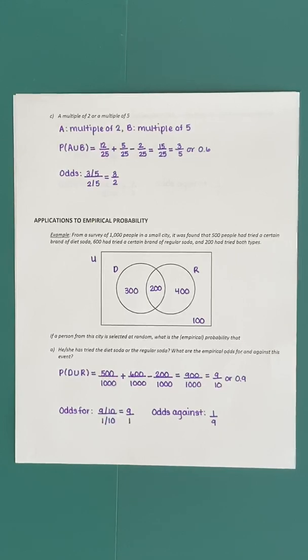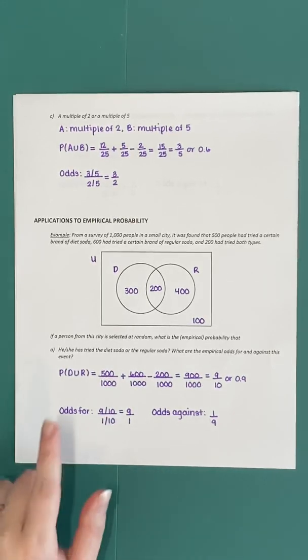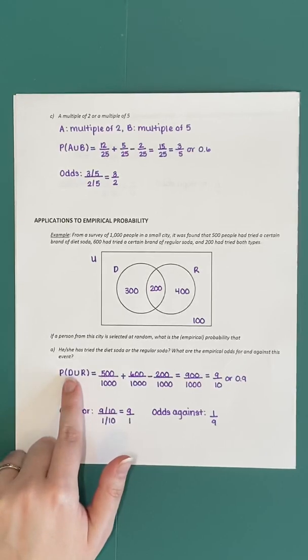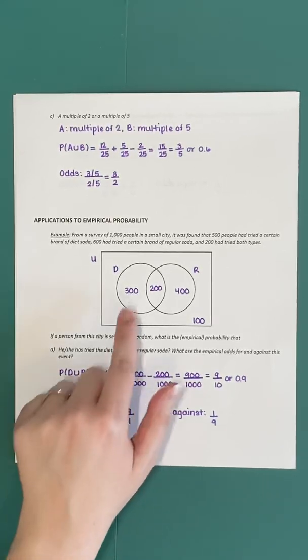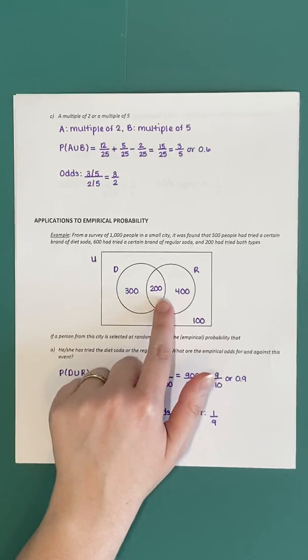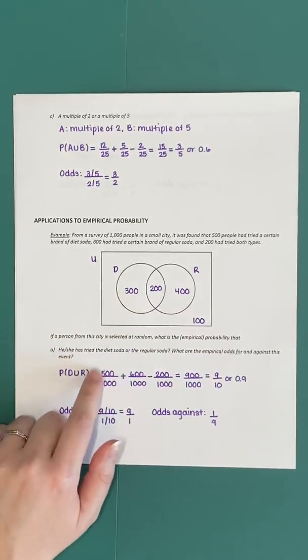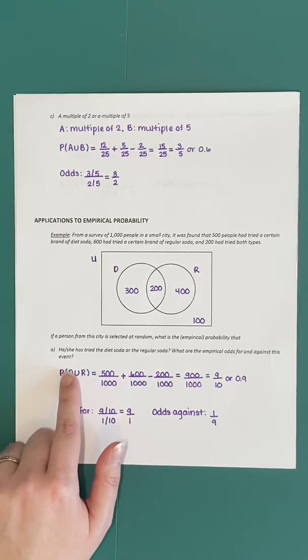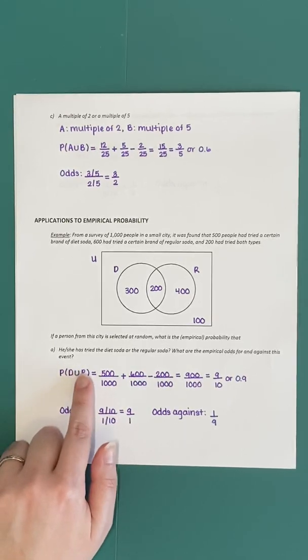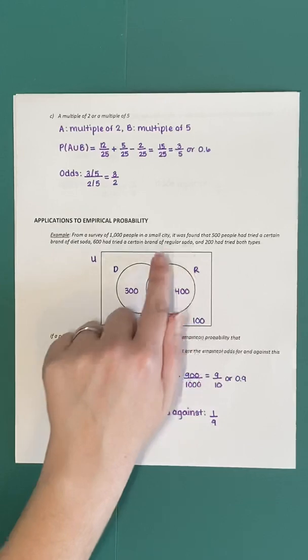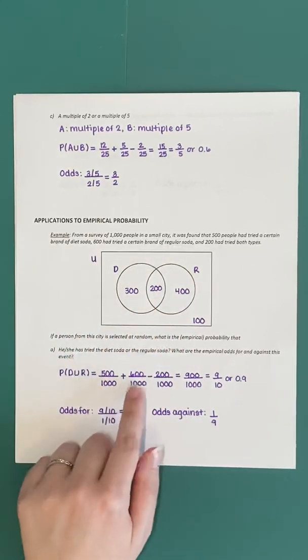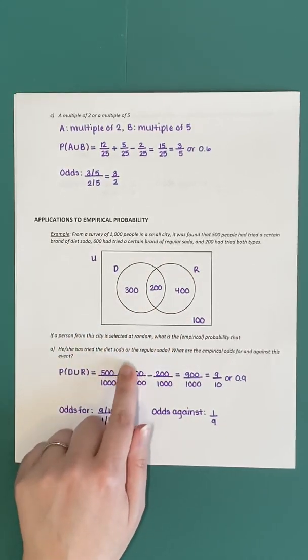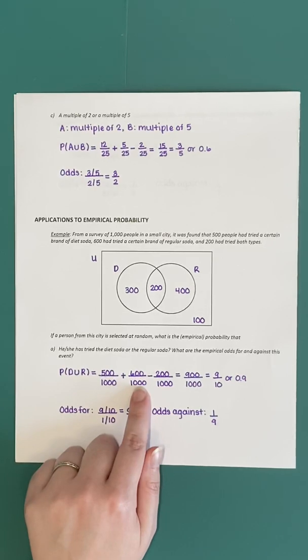We'd add them together, and then we have to worry about that issue of mutual exclusivity. So what's the probability that someone tried the diet soda? Well, in total, 500 people tried the diet soda. So 500 out of 1,000 is the probability that someone tried the diet soda. What about the regular soda? Well, 600 people in total tried the regular soda. So 600 out of 1,000 for our probability.